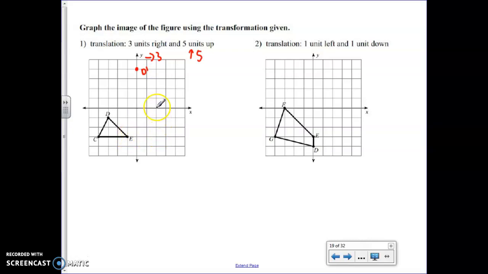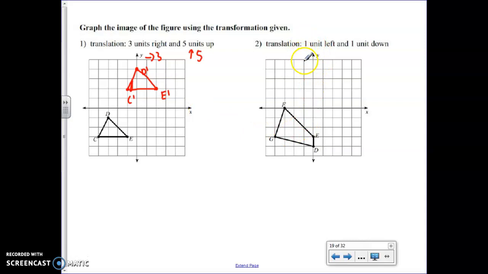Go up 1, 2, 3, 4, 5 to get E prime, and then do the same thing with C. 1, 2, 3, 1, 2, 3, 4, 5 to get C prime. And this is what you guys get.